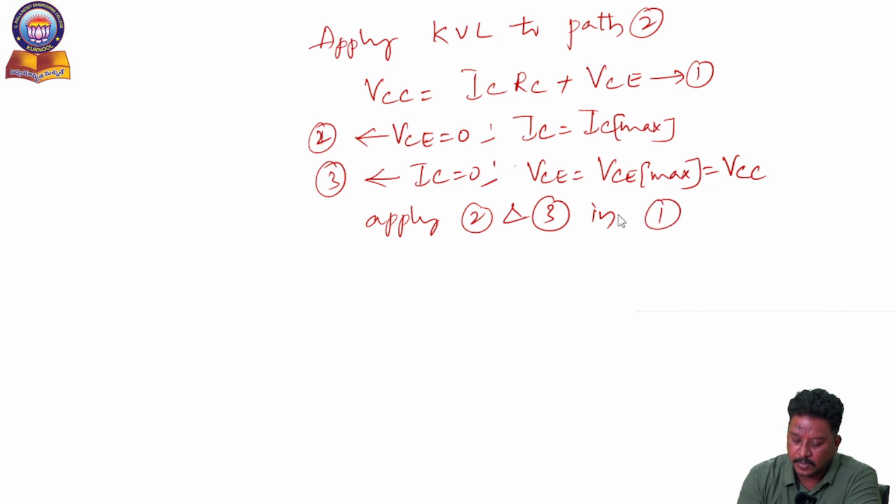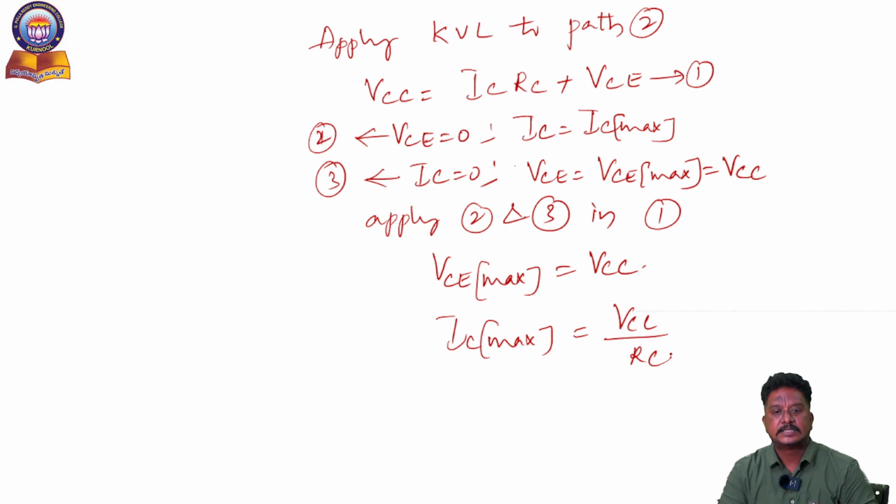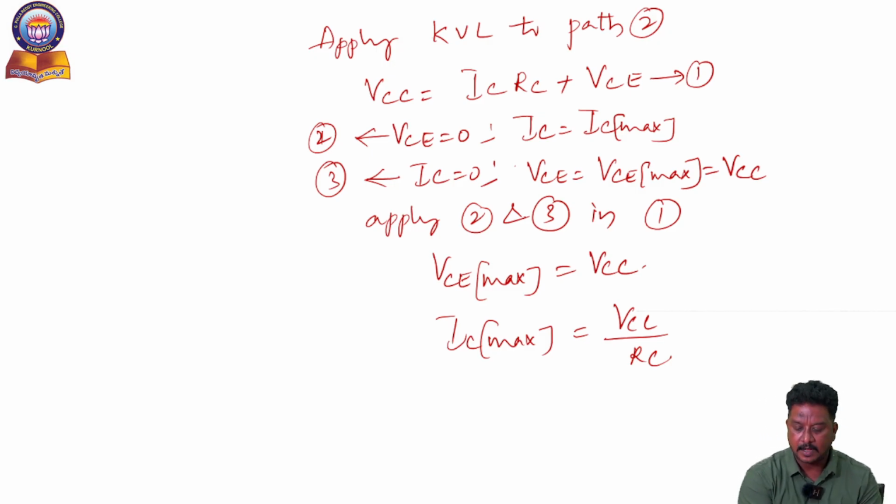Applying 2 and 3 in equation 1, I am getting VCE maximum is equal to VCC, and IC maximum is equal to VCC by RC. So these are the 2 points I am locating initially for the DC load line, and after that I will concentrate on the operating point. So I located the DC load line here.